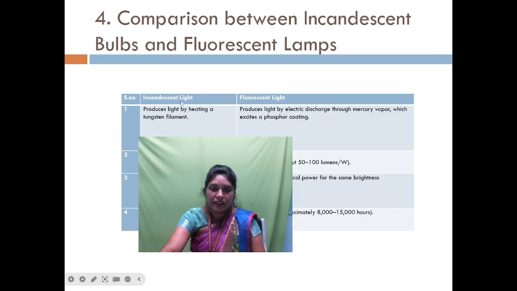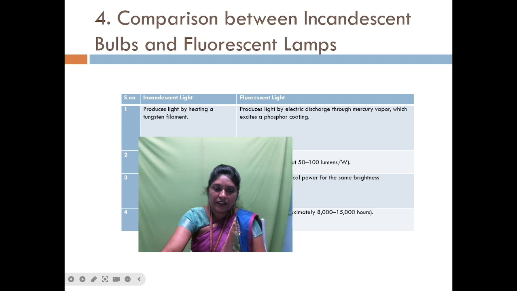So initially, the incandescent lamp produces light by heating the tungsten filament, and the fluorescent light produces light by electrical discharge. So it is called a gas discharge lamp. The discharge takes place through the mercury vapor, and it excites a phosphor coating. So here it is called a filament lamp.